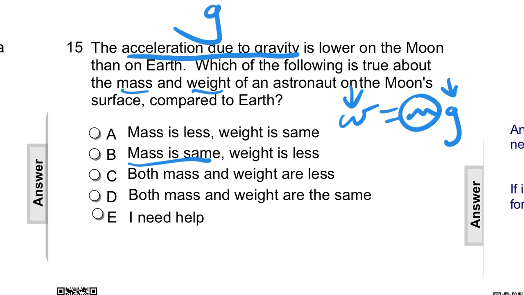So on the moon, the g of the moon is less than the g of the Earth. So the weight has to be less for the astronaut on the moon. Okay, so there we go. Let's let it be.